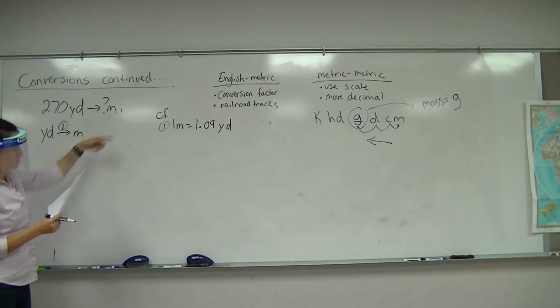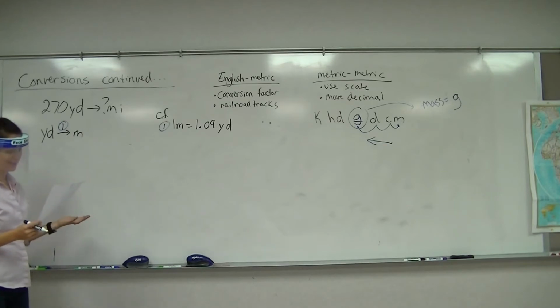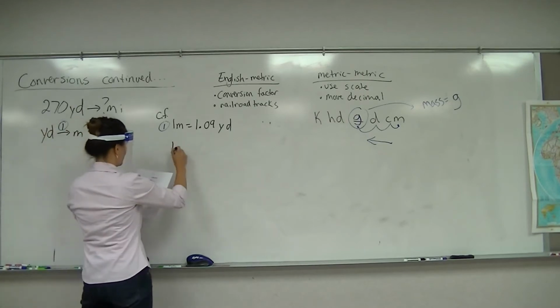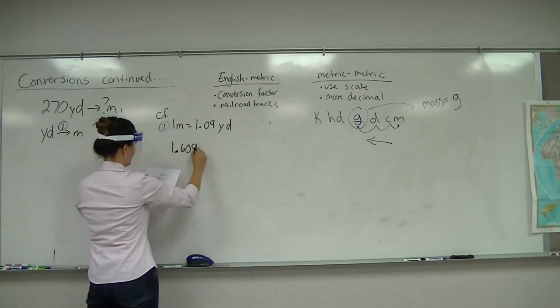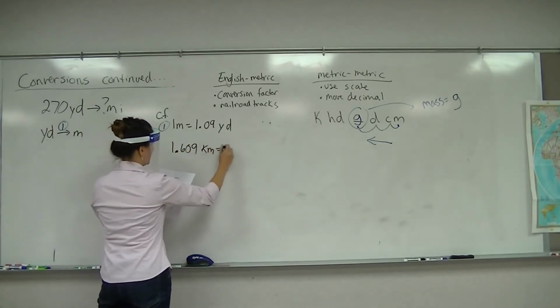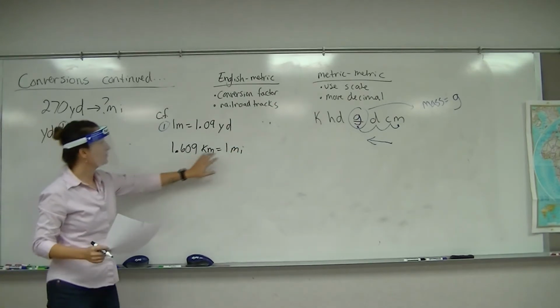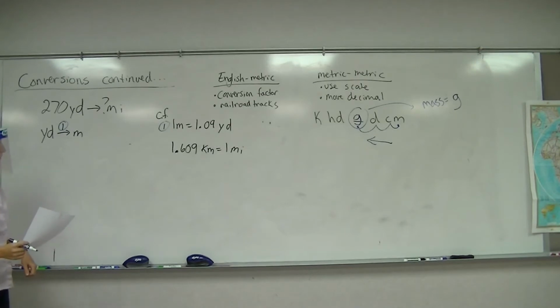Do we have one with miles in it at all? Kilometers. Okay, so I'm going to write that down just because it's the only one we have with miles. So kilometers equal to 1 mile. So we can get from kilometers to miles.